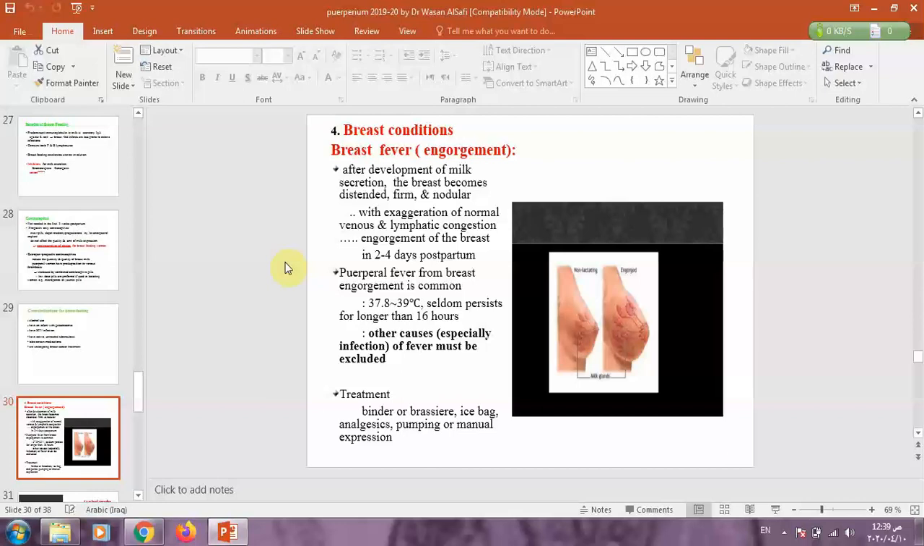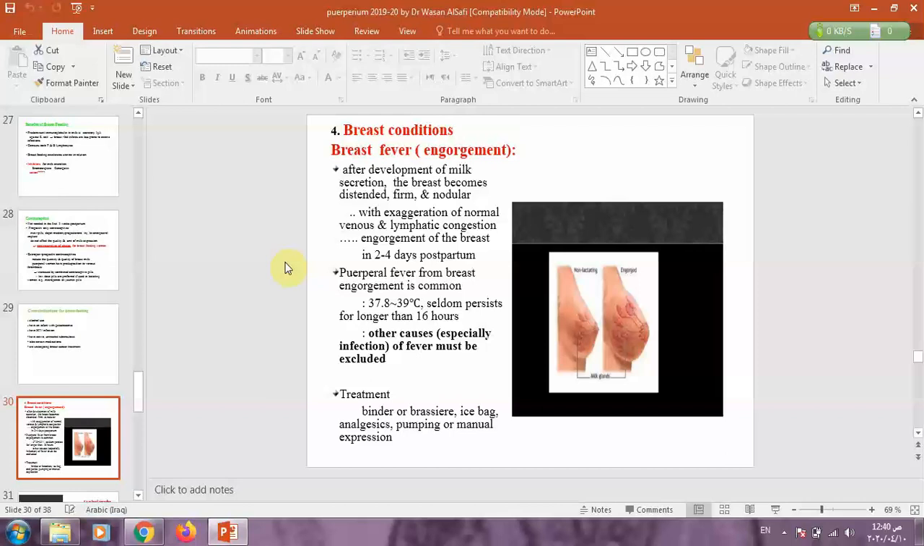We have some breast problems that happen in the puerperal period. One of them is breast fever. This is due to engorgement. After development of the milk secretion, the breast becomes distended, firm, and nodular, with exaggeration of normal venous and lymphatic congestion. Engorgement of the breast happens in 2 to 4 days postpartum. This will create puerperal fever from this breast engorgement.